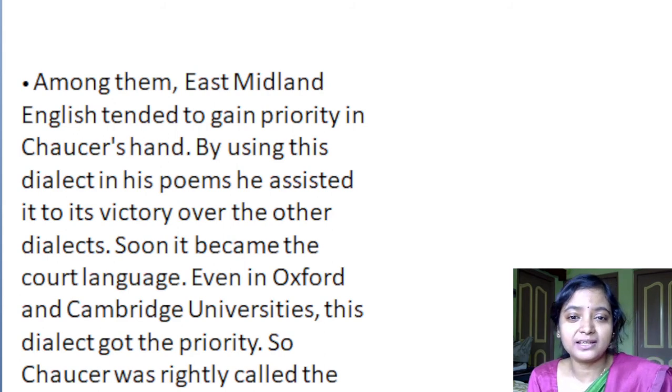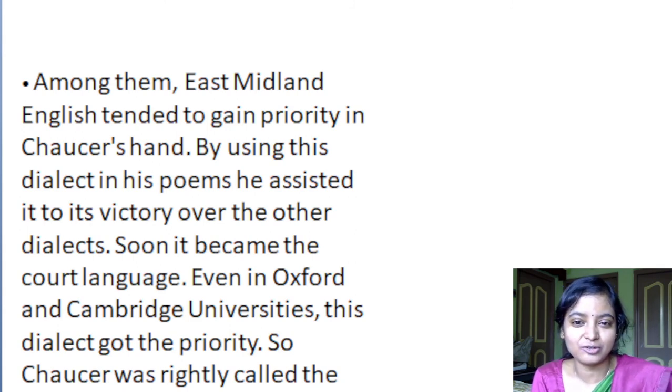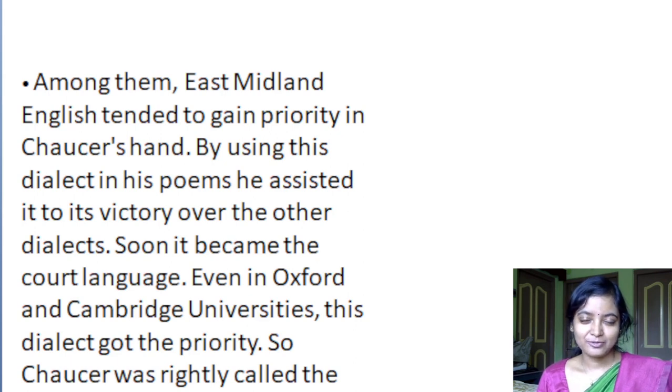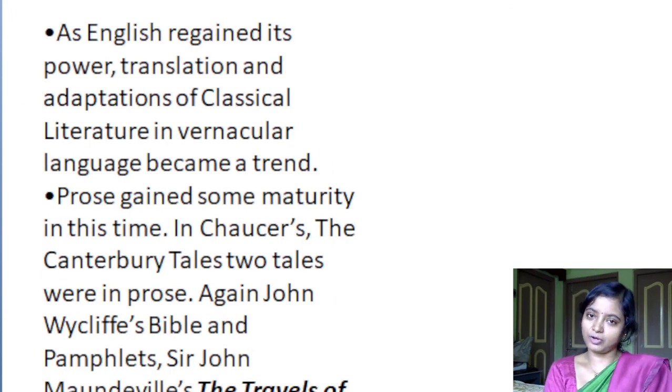Among them, East Midland English tended to gain priority in Chaucer's hand. By using this dialect in his poems, he assisted its victory over the other dialects. Soon, it became the court language. Even in Oxford and Cambridge universities, this dialect got the priority. What dialect? East Midland dialect. It is very, very important to note down that among all these dialects, the East Midland dialect gets the supreme position. So Chaucer was called the father of English poetry because in his hand, this dialect got prominence.